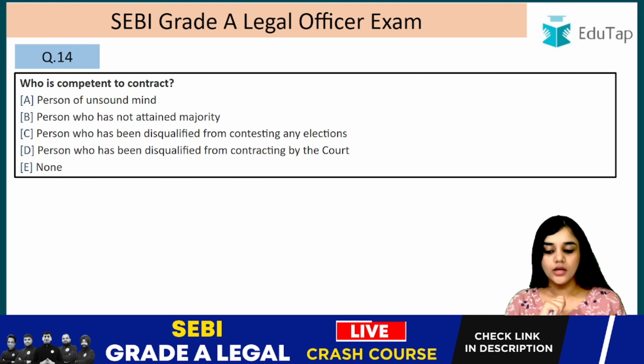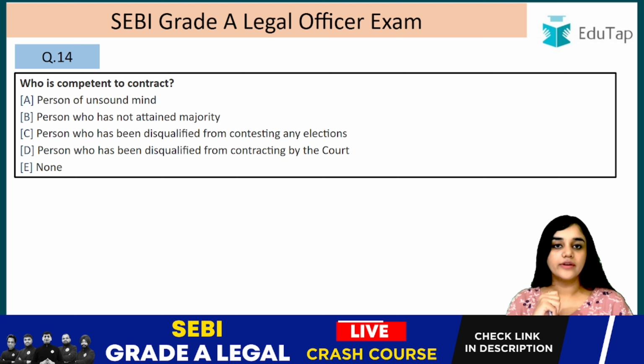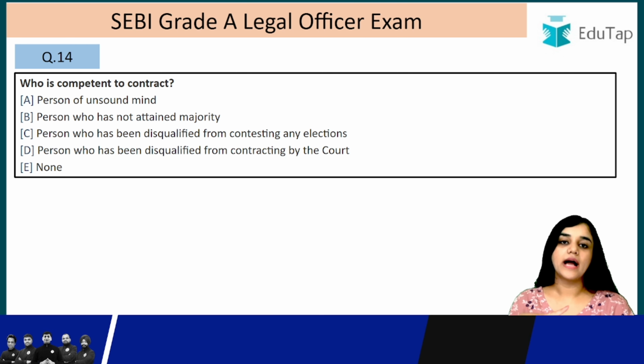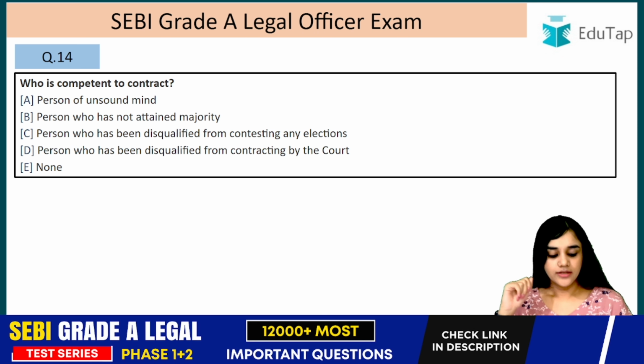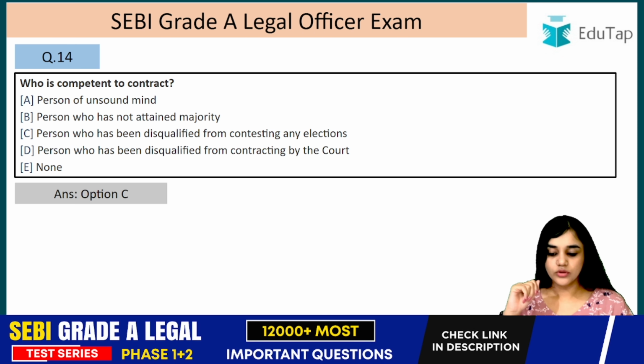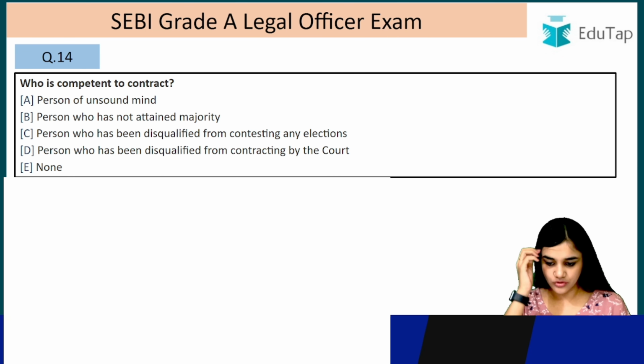Question number 14. Who is competent to contract? Now the question arises that who has this power, who has this right to enter into a contract? So this is very important. So the answer is person who has been disqualified from contesting any election.